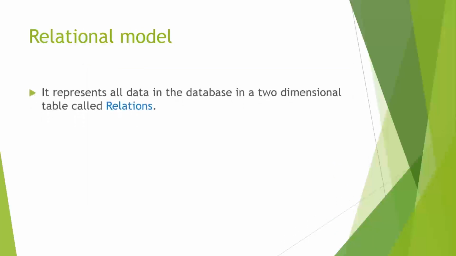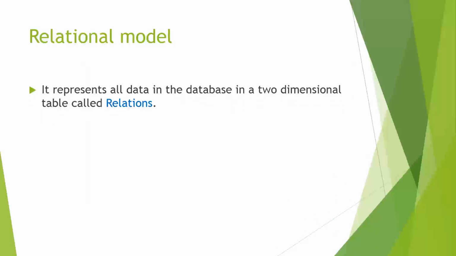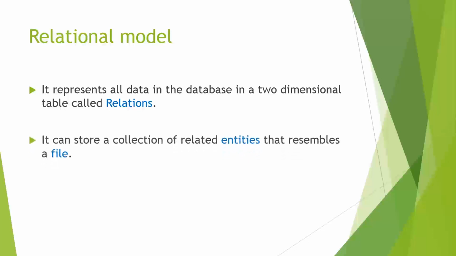Next one is the relational model. This model represents all the data in the database in a two-dimensional table called relations. It can store a collection of related entities that resemble a file. Here, by entity, we mean the title of the table or the title on which the database is made.